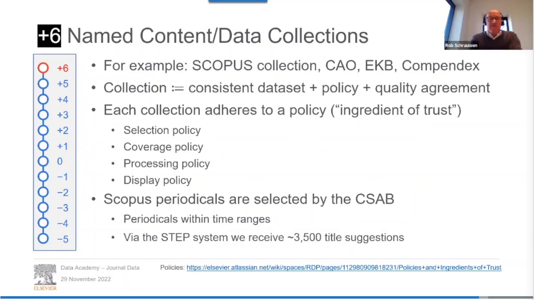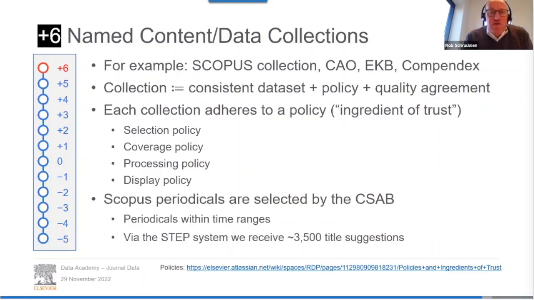Finally, we come to the highest level. This is the named content and data collection. Here we have the Scopus collection, but also things like the Cabinet Office collection, the Egyptian Knowledge Bank collection. The Compendex collection is not really right now in the data platform. We should pretend it is. So all these things are collections.